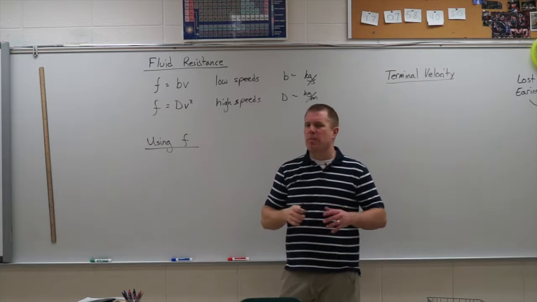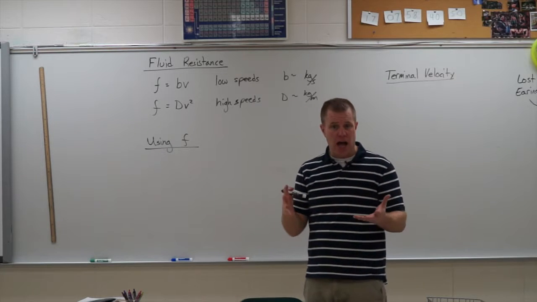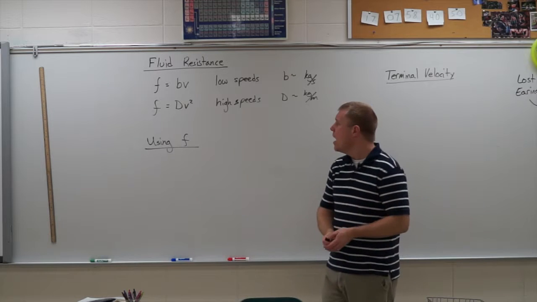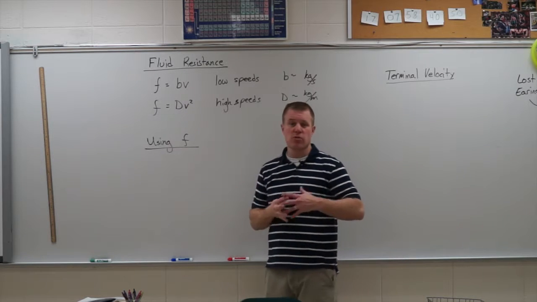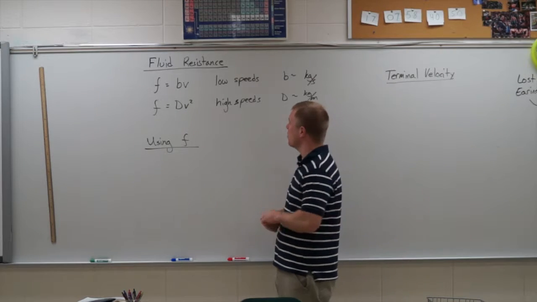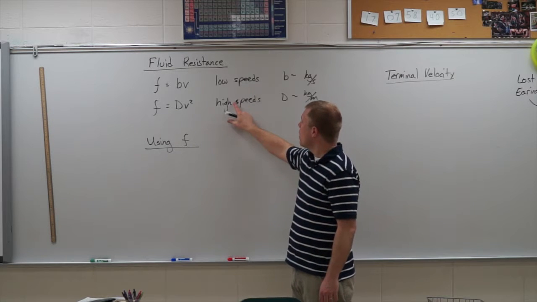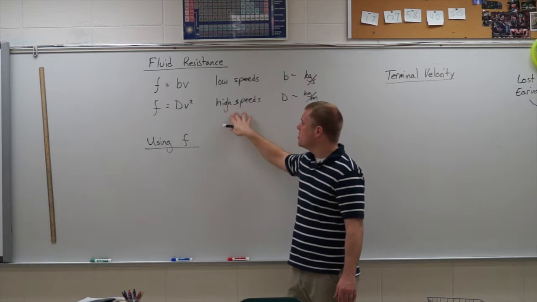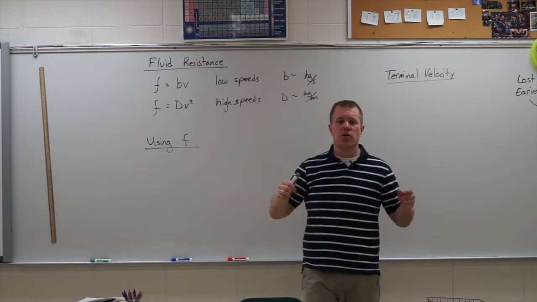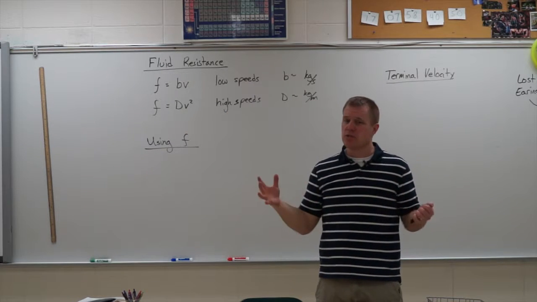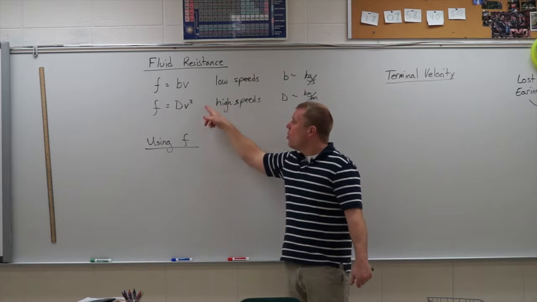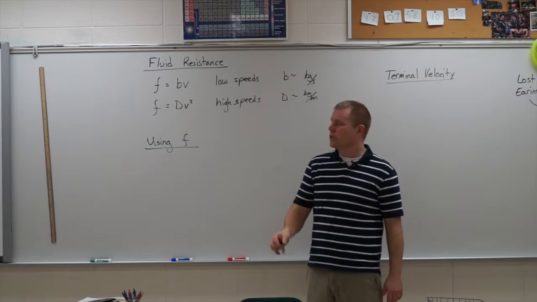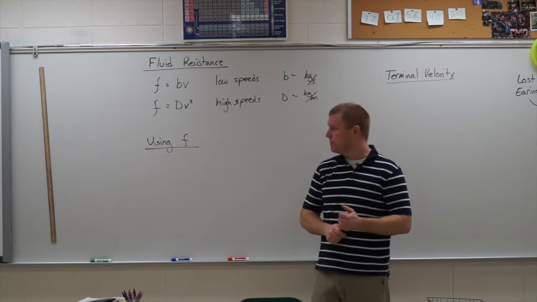b and d are dependent on the shape of your object. So how aerodynamic might it be, for instance? And what fluid are you going through? Am I going through water or am I going through air? All right. So for low speeds, you're typically going to use the bv, and for higher speeds, you're going to use dv squared. You're either going to have to do some sort of graphing, some sort of test to see which one it is, or it will be given to you. It'll say, hey, this is a proportional to v squared problem.